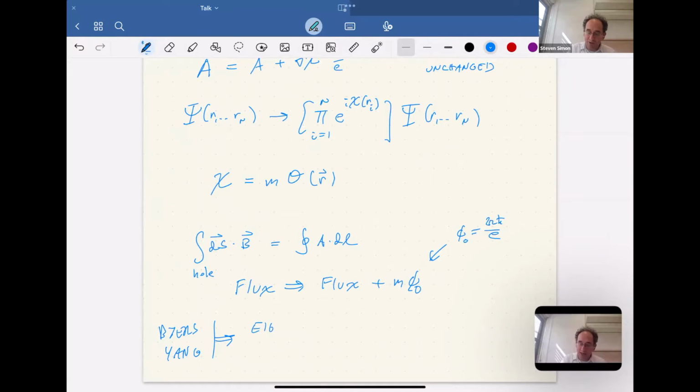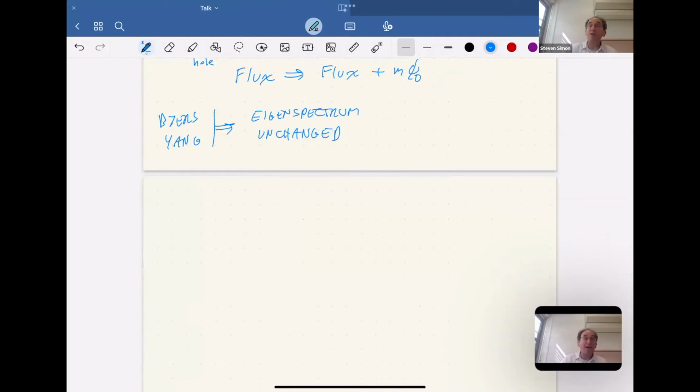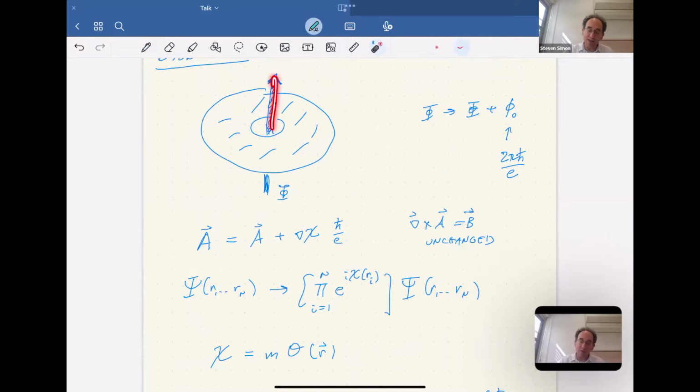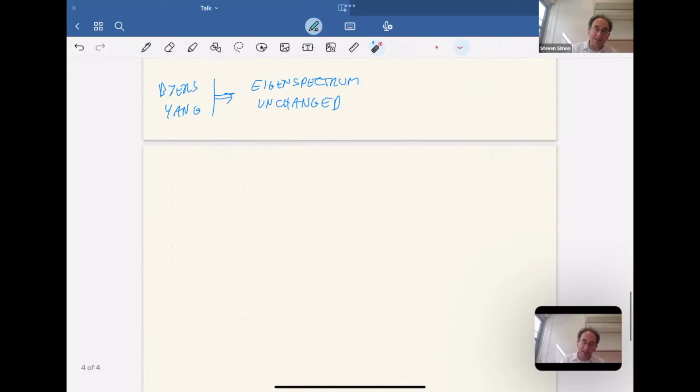So the eigenspectrum is unchanged by doing this. So that's a rather important thing. It basically says that if I insert, just like this, an integer number of flux in the center, the eigenspectrum of the physical system here stays exactly the same.